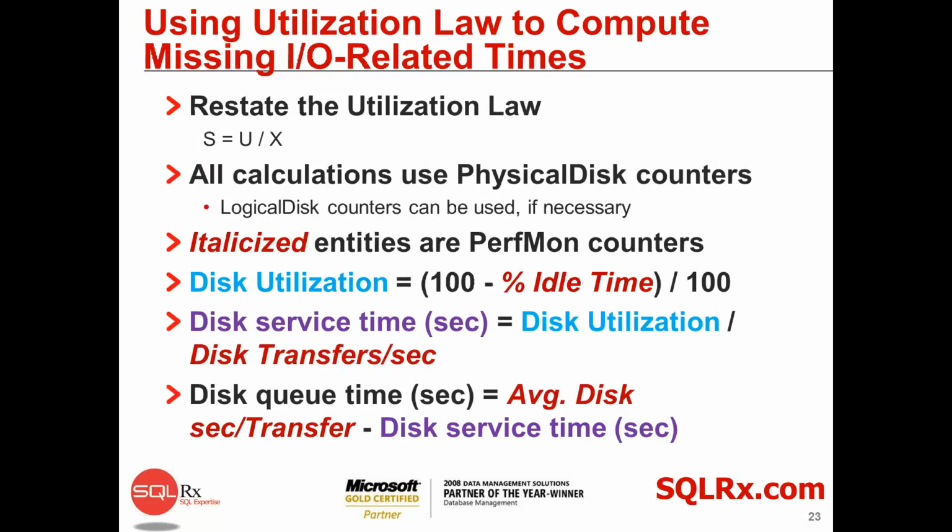You can see the disk utilization is 100 minus percent idle time, divided by 100. That creates a decimal. Then the service time is the utilization divided by the throughput per second. And then the queuing time is the difference between the transfer time and the service time. So this gives you the ability to see, if I have 250 milliseconds for an I/O time, is it coming from queuing, or is it coming from just doing gigantic I/Os?